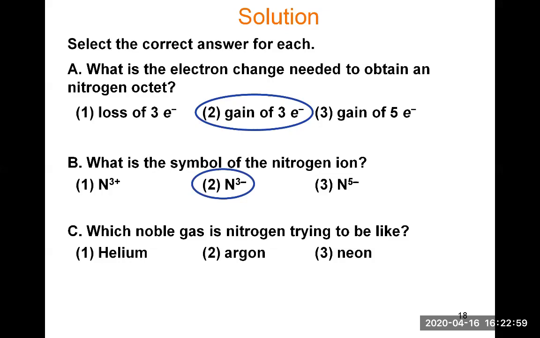Which noble gas is nitrogen trying to be like? Nitrogen, you can see, is in the row where it ends with neon. And so when nitrogen gains 3 electrons, it goes from 7 to 10 electrons. And 10 electrons, that's like neon. So nitrogen likes to be like neon.